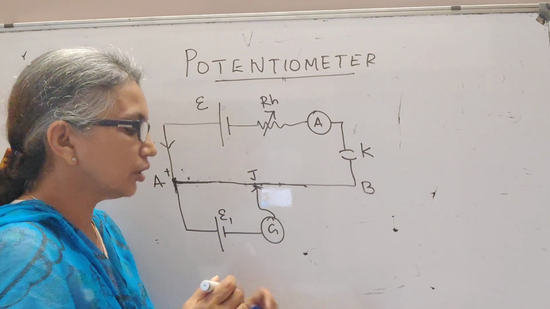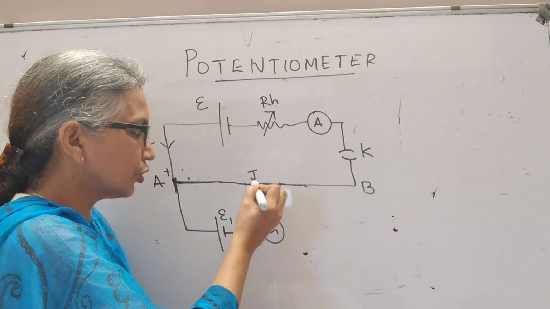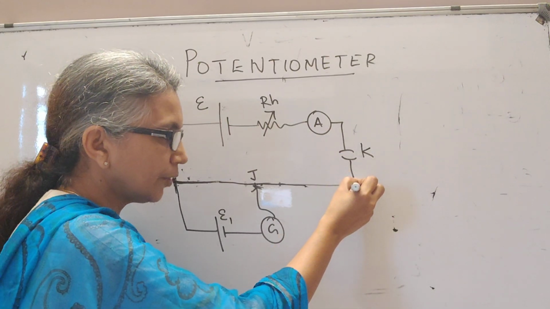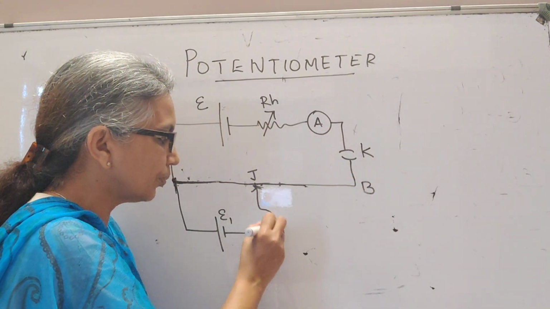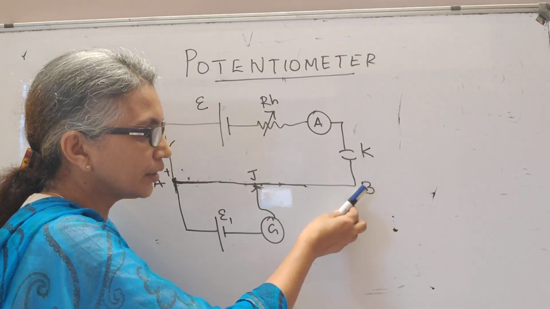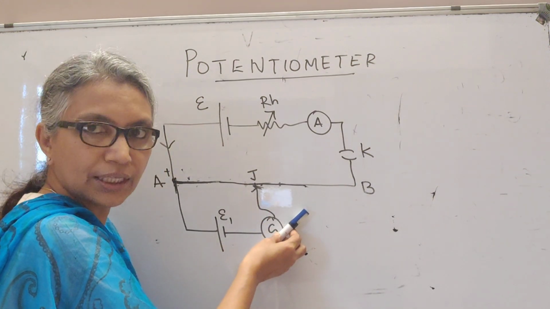This is E1, and your teacher will ask you to hold the jockey and then press it at end A and press it at end B and make sure that your galvanometer, if at end A it was pointing to the left, by the time you reach end B it should go to the right.